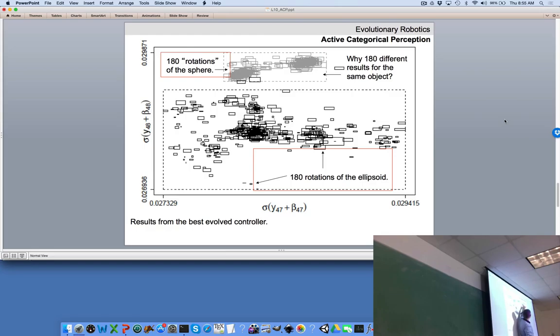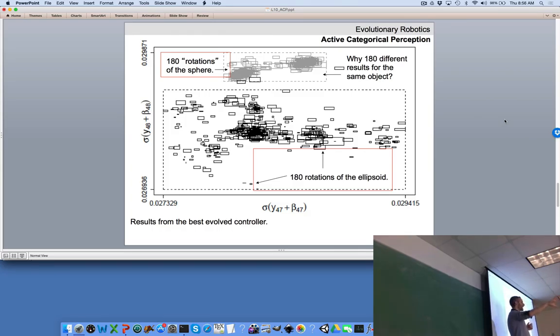What does this mistake out here represent? It should be an ellipsoid, but it's not within the other box. So this is an ellipsoid. Anything that's a black box here was an actual ellipsoid, right? And most of them fell within the robot's understanding of what an ellipsoid is, so that's good. But one of the ellipsoids is in neither box, which means it doesn't know what it is.